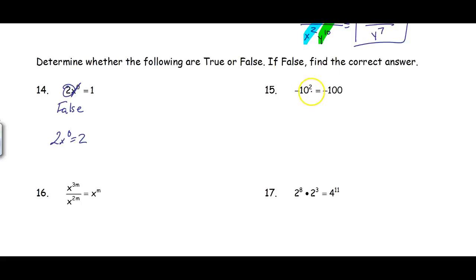Negative 10 to the second we know is true, 16. Then x to the 3m divided by x to the 2m is x to the 1m. That's true. All they did was subtract. And number 17, 2 to the 8th to the third. Well, this is false. Why? Because the bases stay the same, and then you add your exponents. So 2 to the 11th should be the final answer.